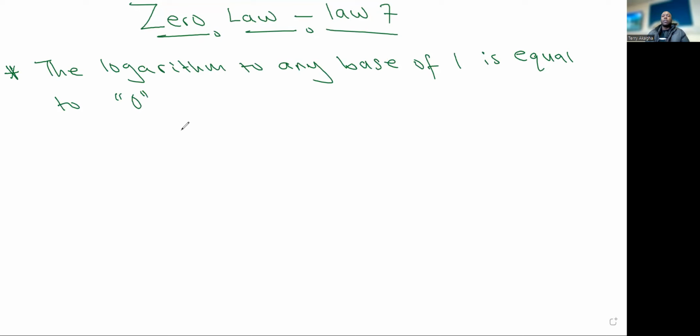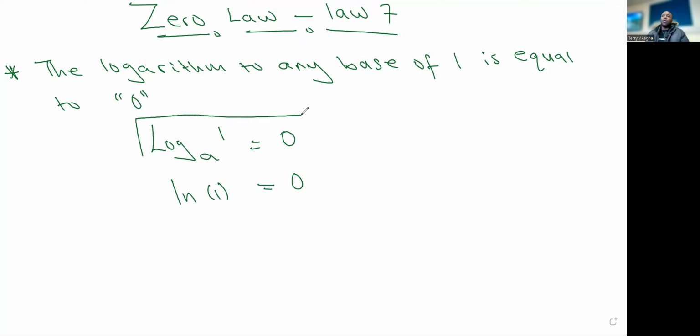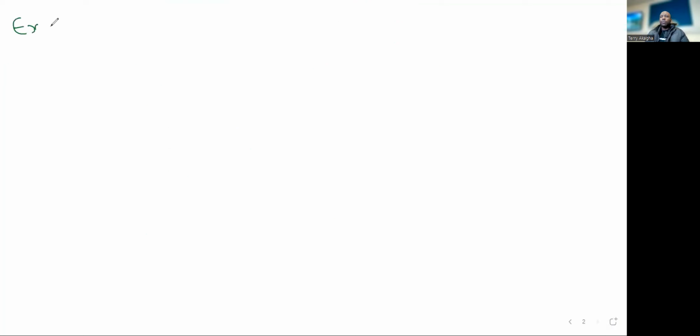all right? So if, for instance, you have log A of 1, it does not matter what the value of A here is, the answer is 0. And similarly, if you have ln of 1, no matter what, it is going to give you 0. Okay? And this is the zero law. So regardless of the value of the base, what you're going to have there is 0.